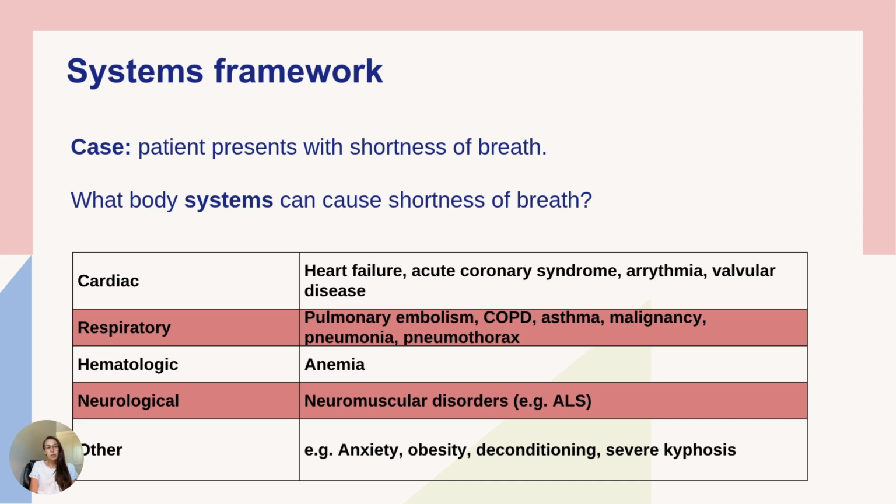For respiratory system, we're thinking of a pulmonary embolism, of course, COPD, asthma, malignancy, pneumonia, etc. Hematologic, could it be an initial presentation of a severe anemia? And neurological, thinking of neuromuscular disorders like ALS. And then, of course, our other bucket, as you can see here. So, again, before I'm seeing that patient, I'm organizing my diagnoses or my differential diagnoses based on these bodily systems so I can tailor that differential as I assess.